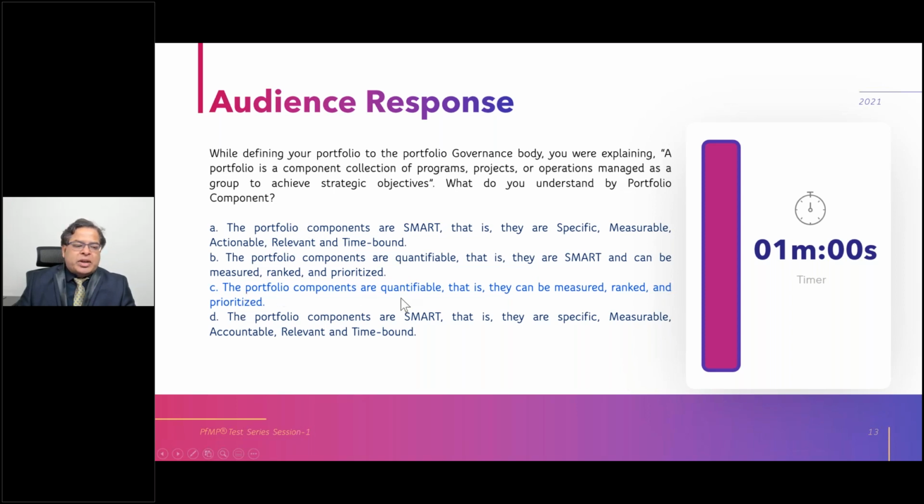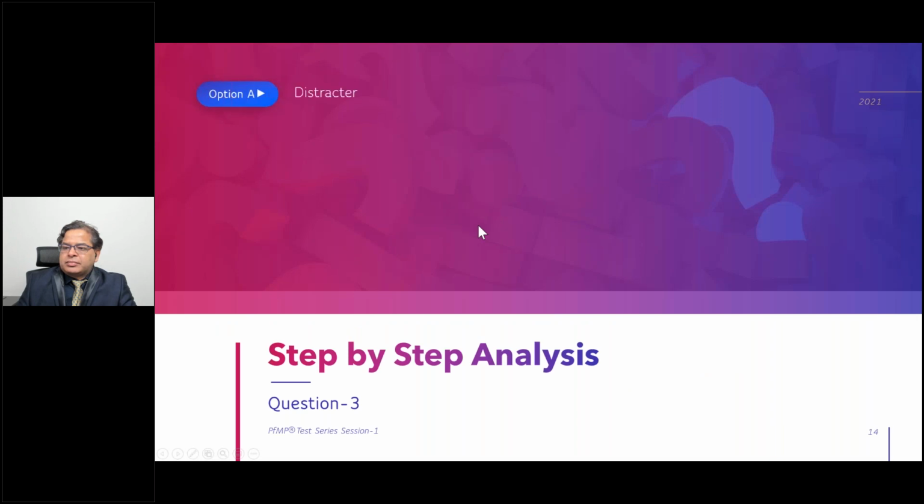C says components are quantifiable. So why do we need components to be quantifiable? As a portfolio manager, you are given multiple components, and out of 5 or 10 components, you have to select 2 or 3. You should be able to measure them, rank them, and prioritize them. If you cannot rank and prioritize them, then it will be difficult for you to justify your reason for selection. So the components are quantifiable, that is, they can be measured, ranked, and prioritized. All right. Any other discussion? Does anybody have any question? Why or why not? If you have selected A, B, or D, and you have strong arguments against or in favor, let me know. All right. Okay.